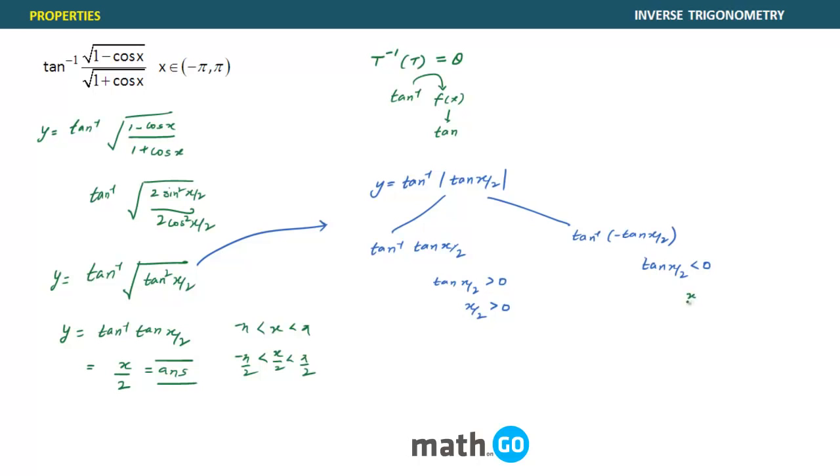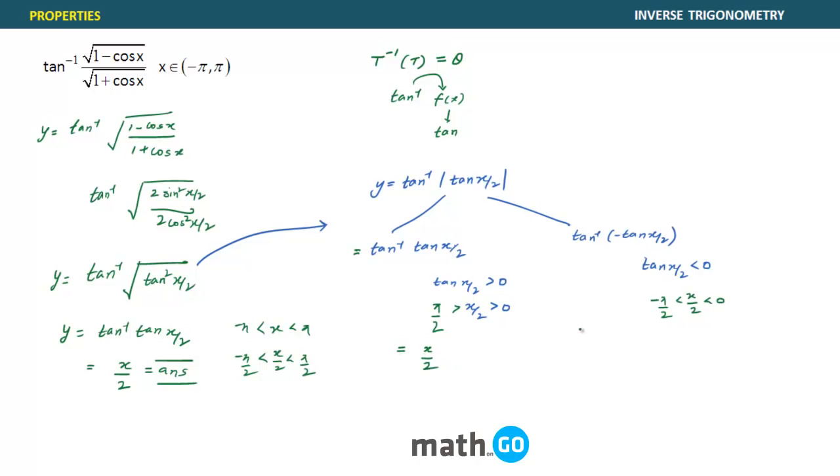This is only possible when x by 2 is between minus pi by 2 to 0, that is the fourth quadrant. The other case will happen only when x by 2 is greater than 0 and less than pi by 2. So you have solved this answer. Here x by 2 lies between 0 to pi by 2, which is in the principal value branch. So the answer to this particular case is x by 2.